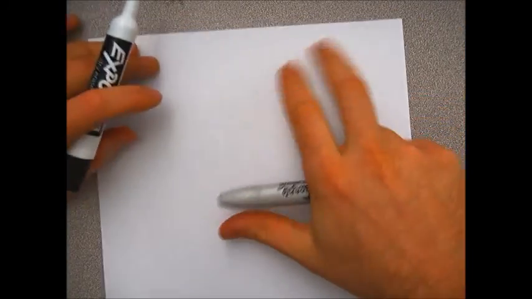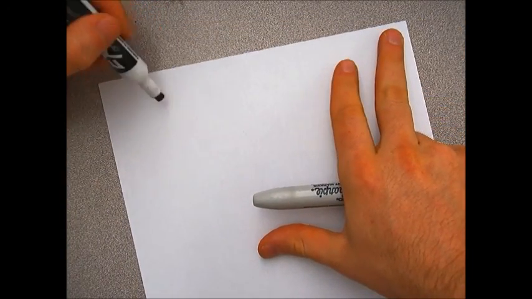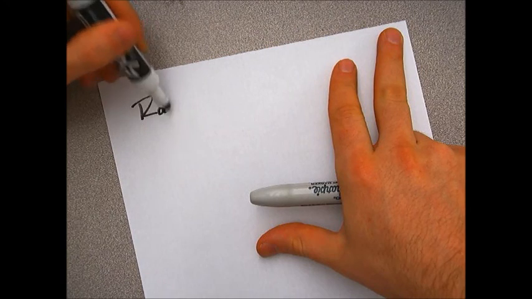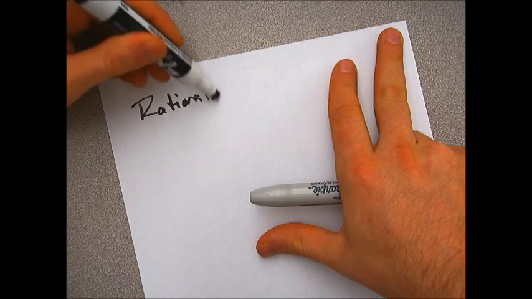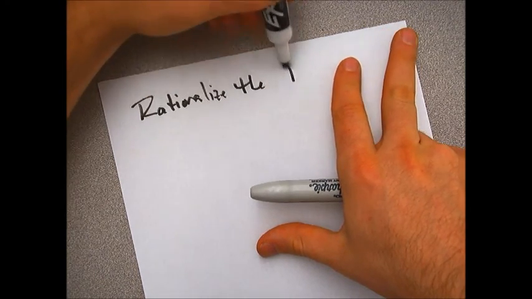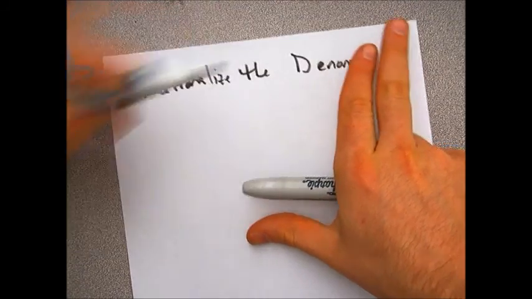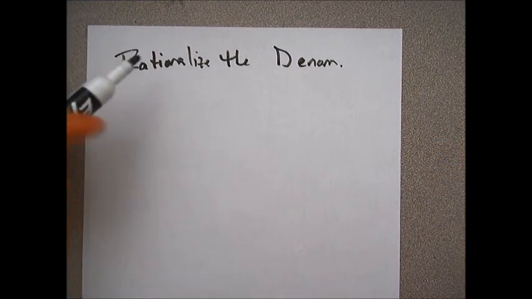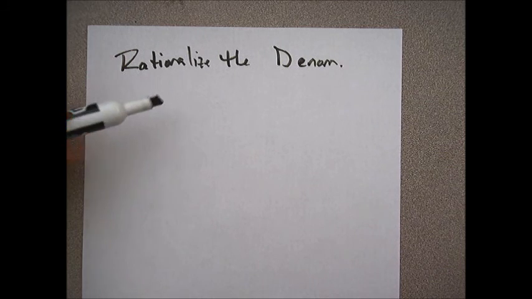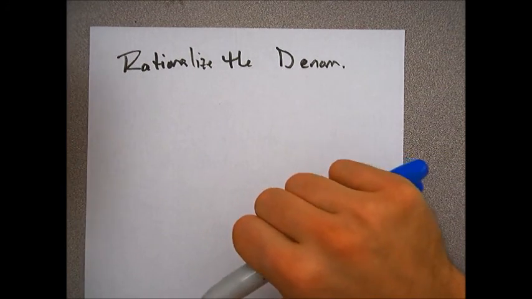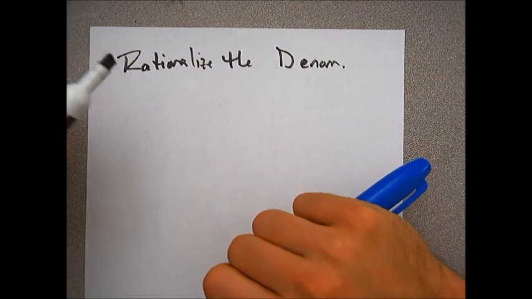Okay, the next part of our lesson is on rationalizing the denominator. So we'll label this here, rationalize the denominator. So what is the denominator, first off? The denominator is the bottom part of your fraction. And rationalizing it means simply we do not want to leave a square root in the bottom of our answer.